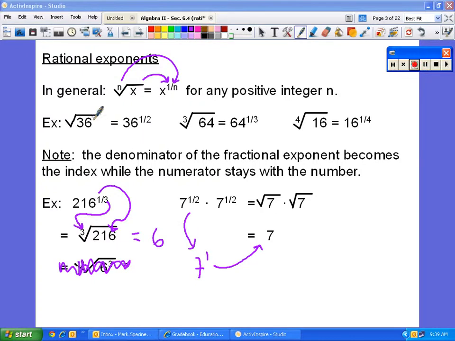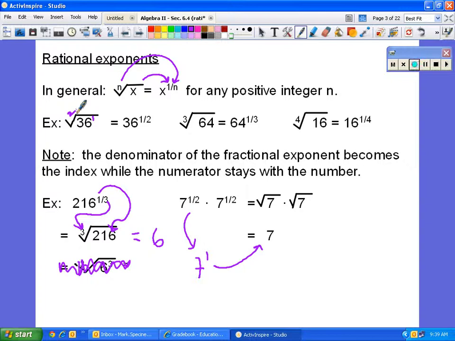So for example, if I want to write the square root of 36 as an exponent, this is 36 to the first power, and this is a little 2 because it's a square root. The numerator is the number that was inside the radical sign, and the index becomes the denominator. It doesn't matter what the index is or what the exponent is, that's the conversion. So the cube root of 64 converts to 64 to the 1/3 power, and the fourth root of 16 converts to 16 to the 1/4 power.